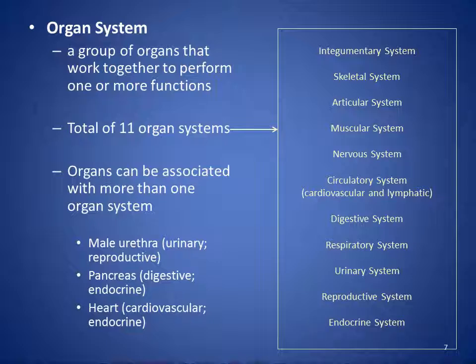And it is interesting that organs can be associated with more than one organ system. An example of this would be the male urethra, which is in two organ systems, including the urinary system and the reproductive system, or the pancreas, which is both digestive and endocrine, and the heart, which is both endocrine and cardiovascular.